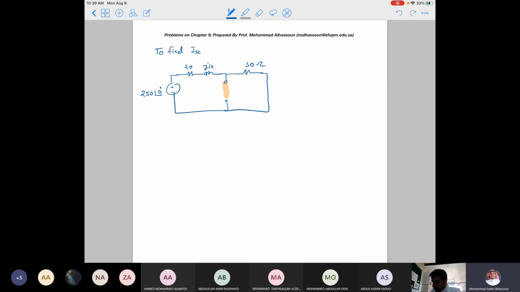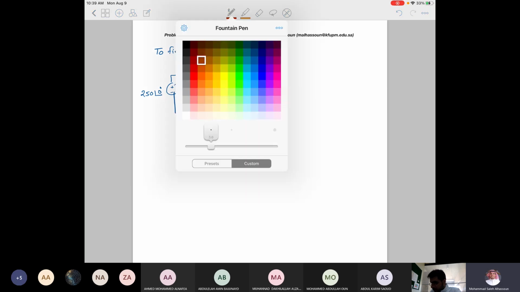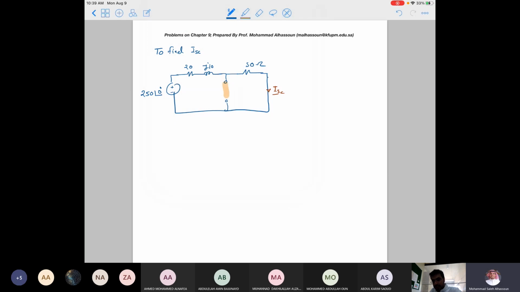So now let's find the short circuit current, and it's very straightforward. So what is the short circuit current here? We can easily apply Ohm's law.